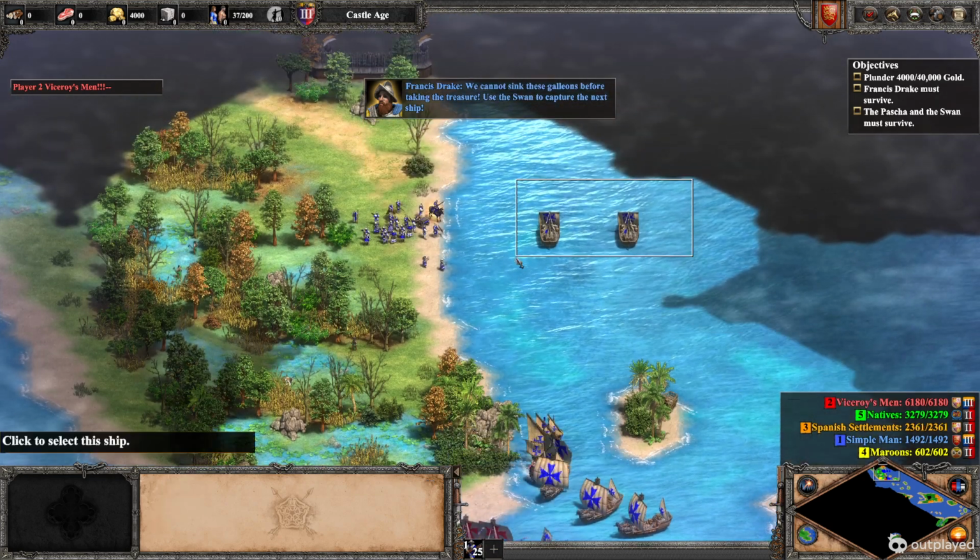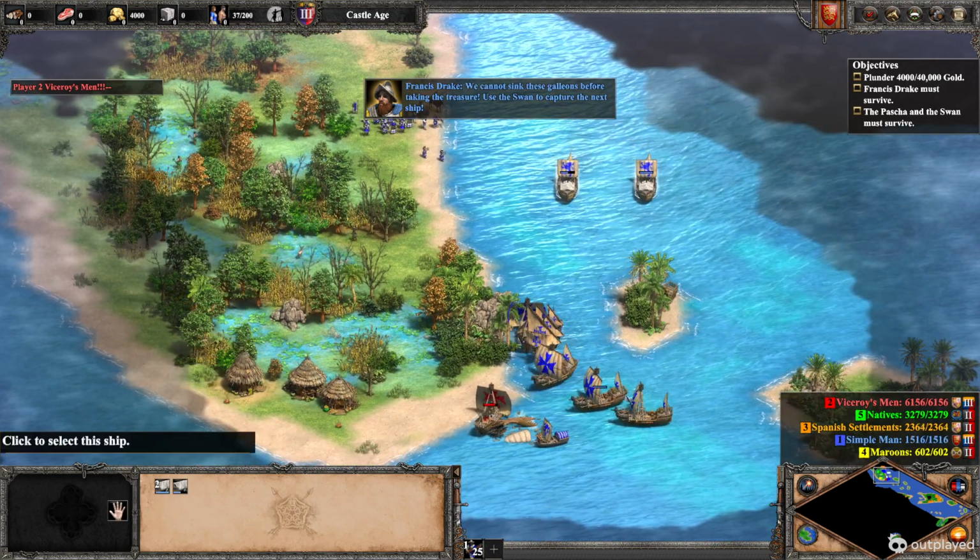We cannot sink these galleons before taking the treasure. Use the Swan to capture the next ship.